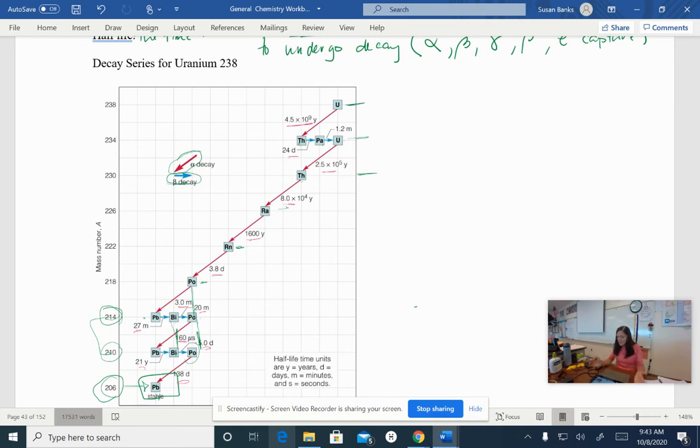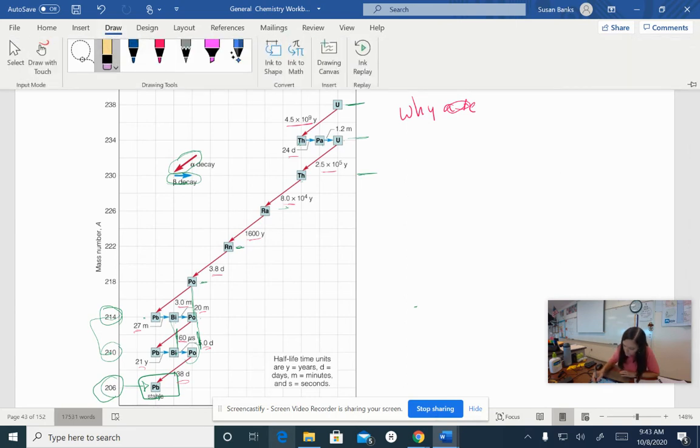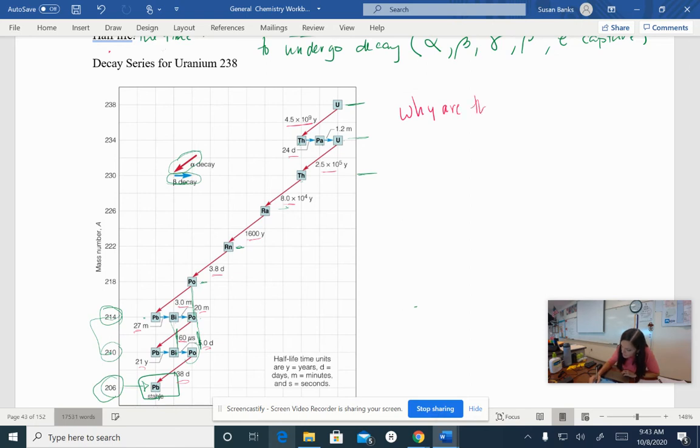So my question is, why are the half-lives so different? Why are the half-lives so different? Think about it. I'm going to give you a symbol for half-life. Half-life is designated by lambda, our Greek letter lambda.